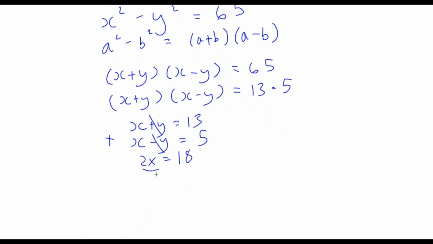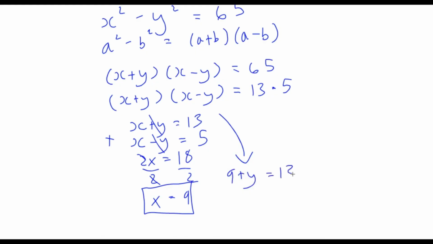Now if we divide both sides by 2, these two cancel out, and we're left with x is equal to 18 divided by 2, which is 9. So our value for x is 9. Now that we have our value for x, let's find our value for y by plugging x into this equation. So x plus y equals 13. If we plug in 9 for x, we get 9 plus y is equal to 13. Now if I subtract 9 on both sides, these two cancel out, and I get y is equal to 13 minus 9, which is 4.